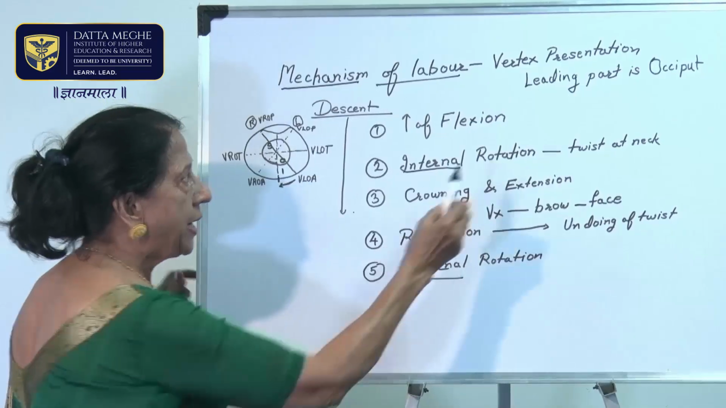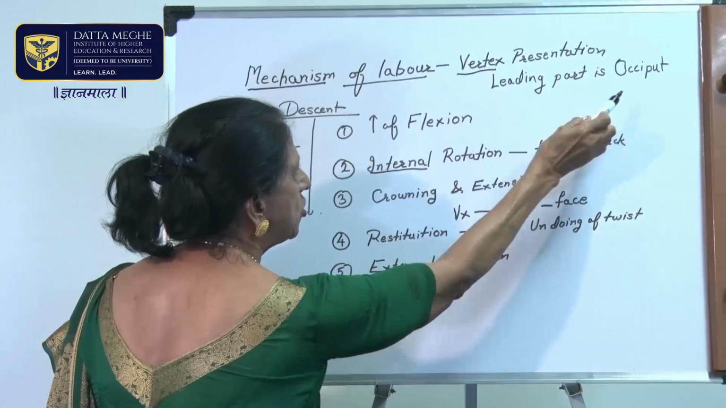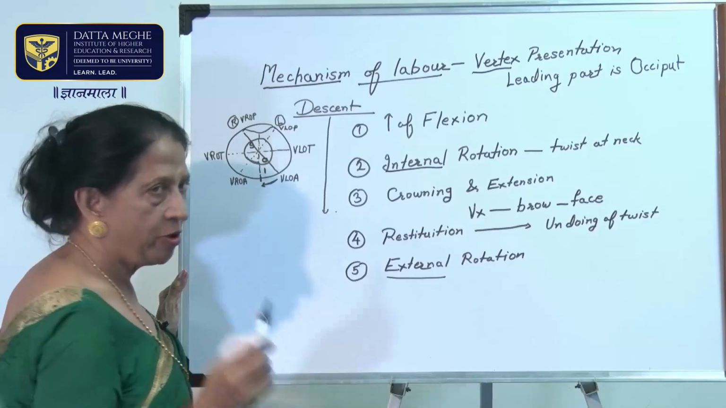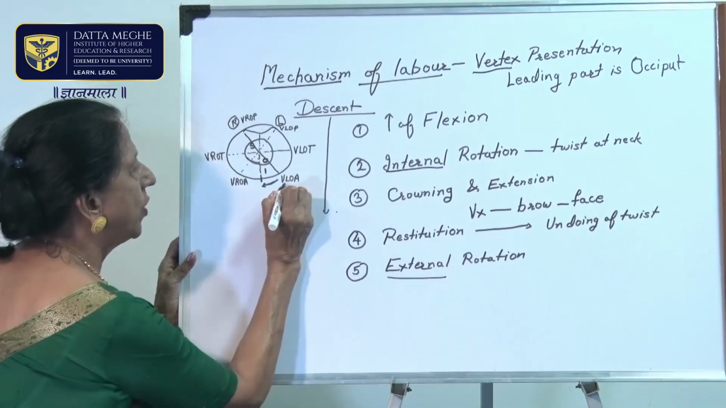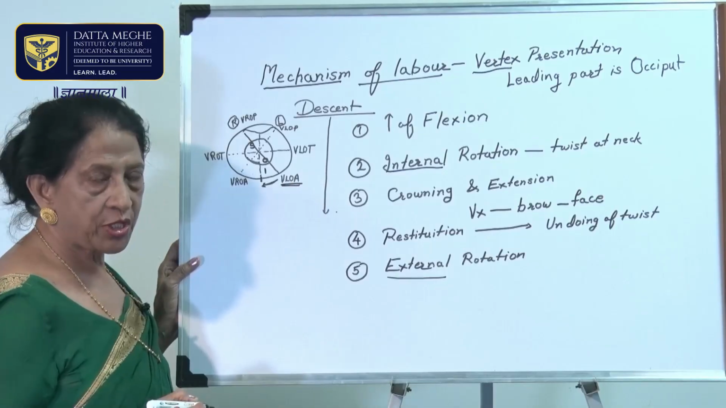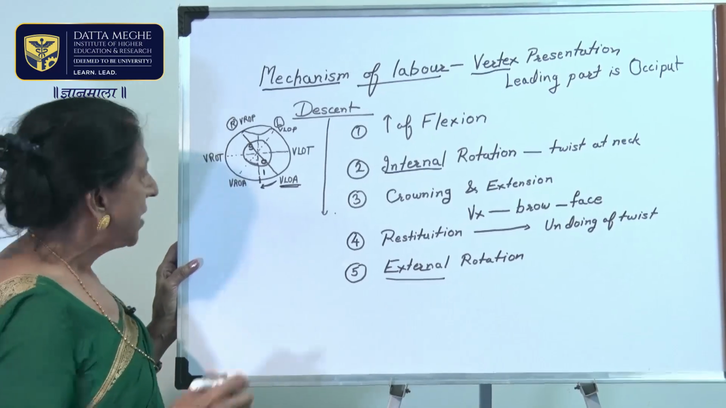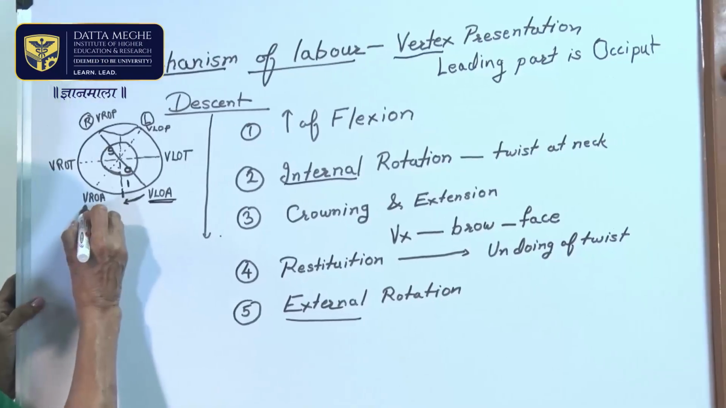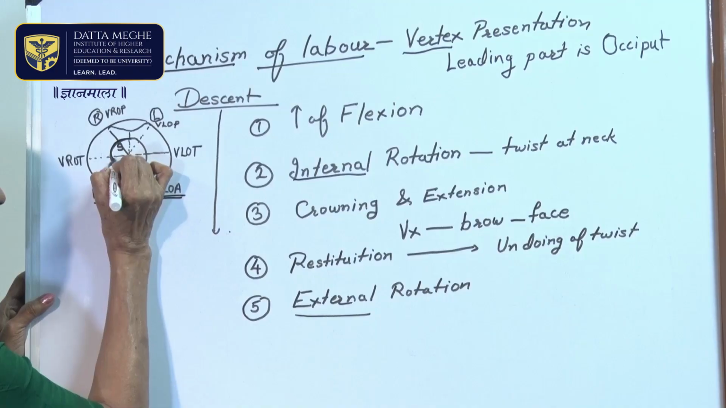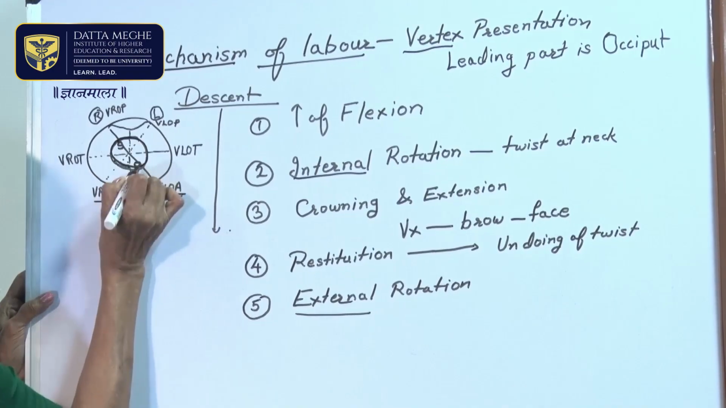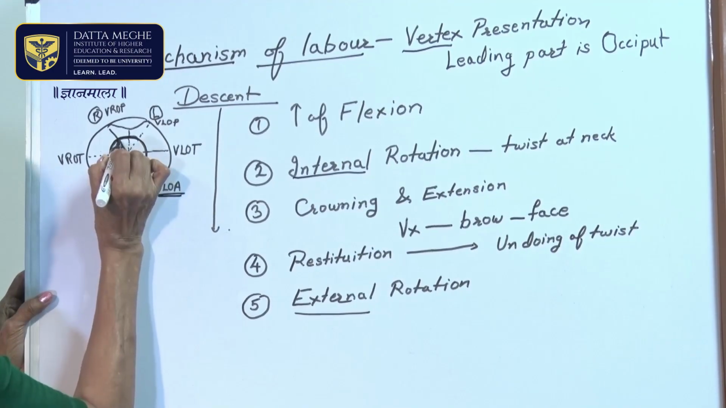We know the leading part in vertex presentation is occiput. What is the denominator? Denominator is occiput. Okay. In vertex left occipito anterior, this is the anterior position which is commonest in anterior. VROA is second common among the anterior position. So, occiput is here. This is the fetal skull I have drawn here. This is the occiput and this is the sinciput.